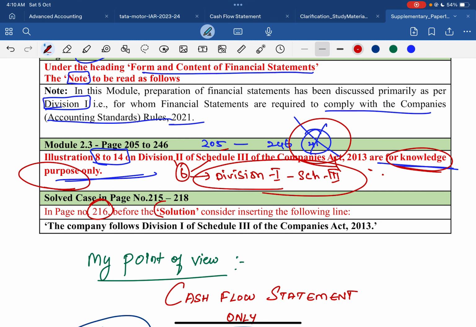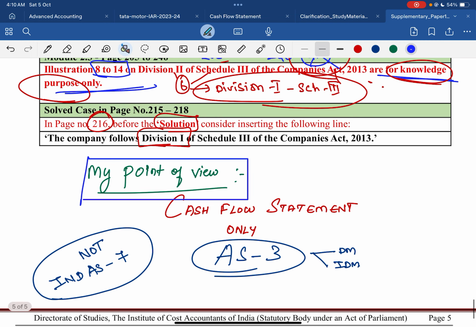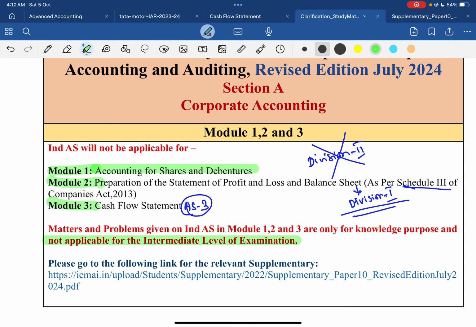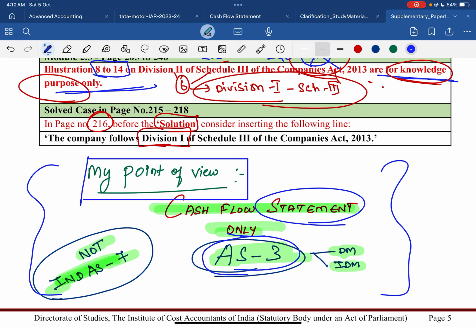Then page number 216, before the solution you should write Division 1 and Division 2. But they never discuss this in cash flow. But this is my point of view: in cash flow statement only AS 3 is applicable. What is AS 3? AS 3 is the cash flow statement. The direct method and indirect method are only applicable, not AS 7, as they have already clarified in module 3 as a separate notification. Then you may not expect the examiner to give it as a separate disclosure. My point of view is that for cash flow only AS 3 is applicable. Ind AS 7 is not applicable.